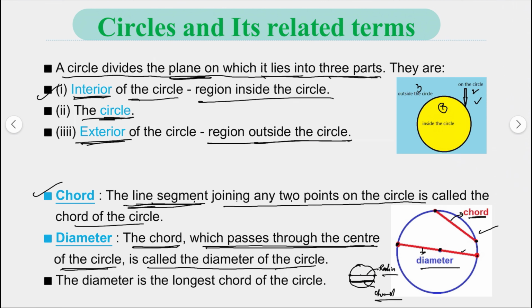Okay, next, the diameter is the longest chord of the circle. It doesn't matter how many chords you draw in a circle, the chord which passes exactly through the center will be the longest chord of the circle. So keep this in mind, the diameter is the longest chord of the circle. If you draw any other chord which is not passing through the center, it will always be smaller than the one which is passing through the center. Okay, now let's move ahead.